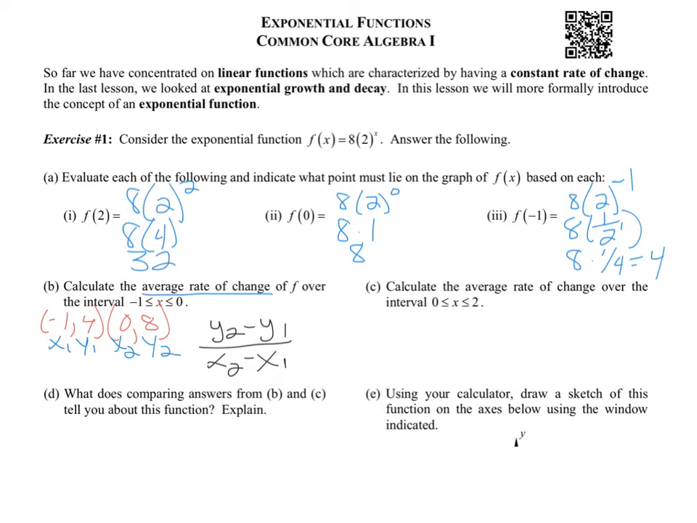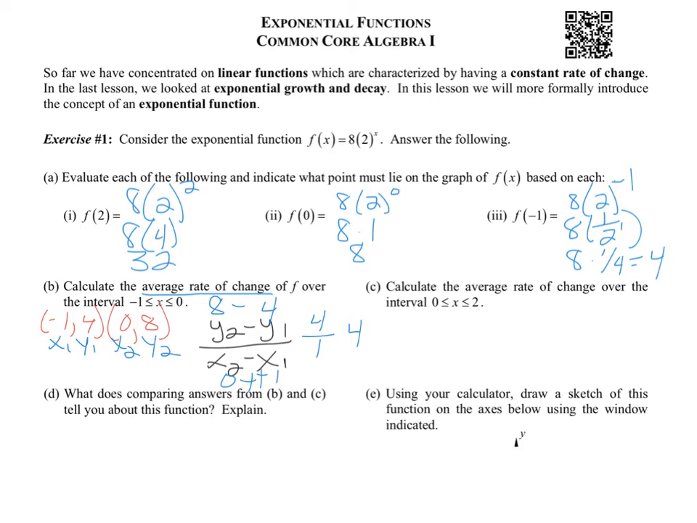Now let's plug our numbers in correctly. I have 8 minus 4, and I have 0 minus a negative 1. 8 minus 4 is going to give me 4. 0 plus 1 is going to give me 1. So now my rate of change is 4 between that interval.